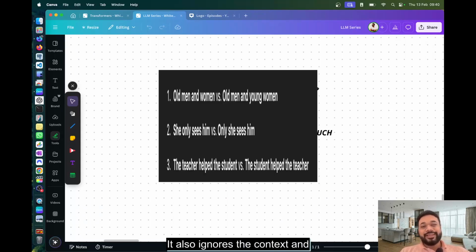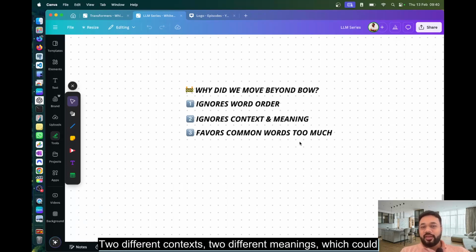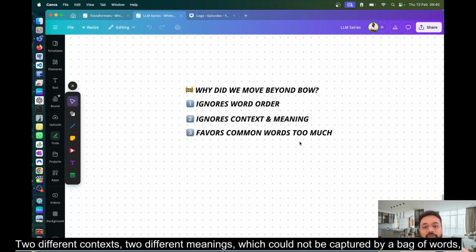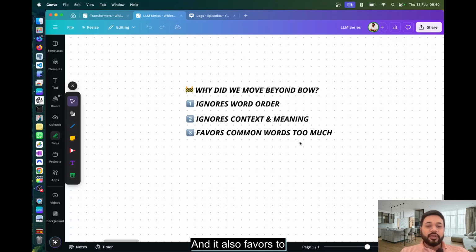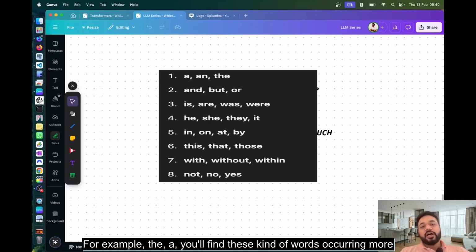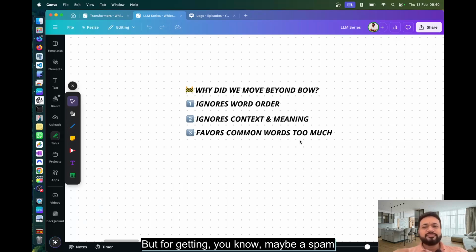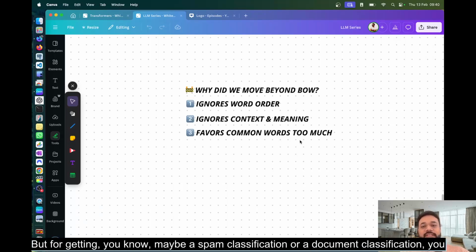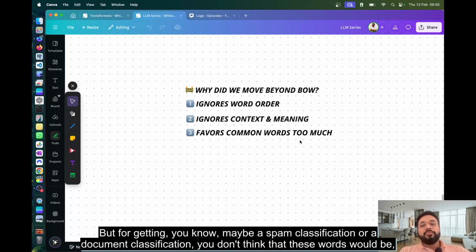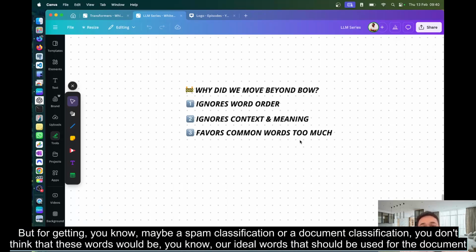It also ignores the context and meaning. So for example, "the river bank" and "I went to the bank to withdraw the cash" are two different contexts, two different meanings, which could not be captured by bag of words. And it also favors the most common words. For example, words like "the" occur more frequently in a sentence, but for spam classification or document classification, you don't think that these words are ideal words that should be used for the classification itself.